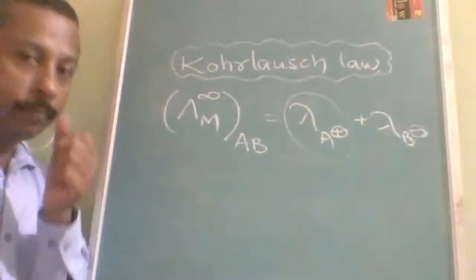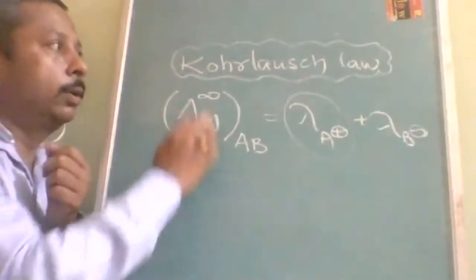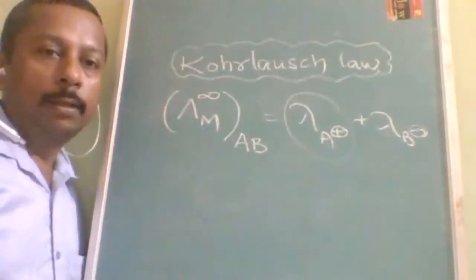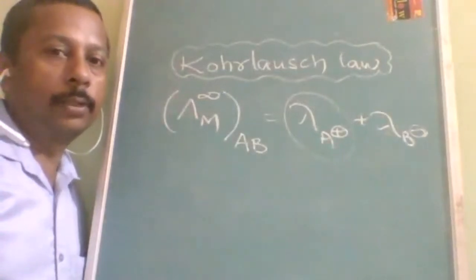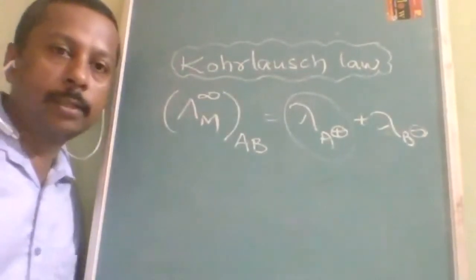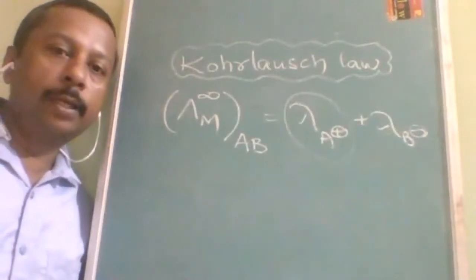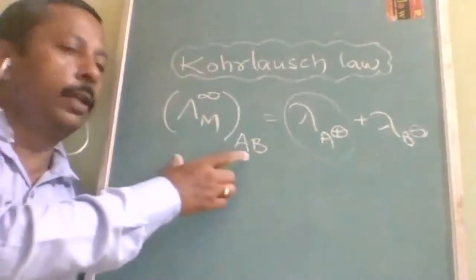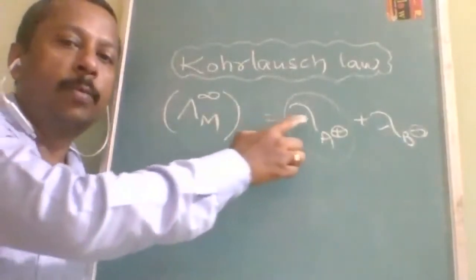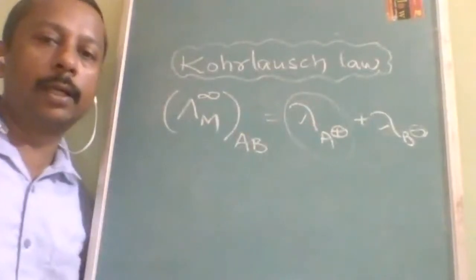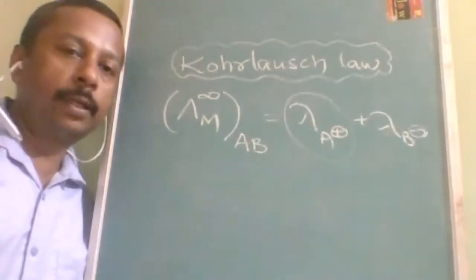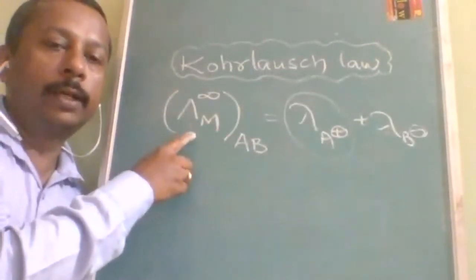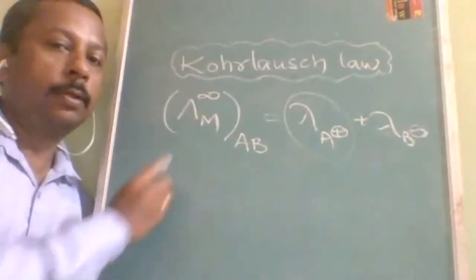Now you may think, how is it possible by this law to find out the molar conductivity of a weak electrolyte at infinite dilution? That is the application. Kohlrausch's law is one thing and its application is different. Is it understood? Molar conductivity of an electrolyte is equal to the sum of the ionic conductivities. Ionic conductivities are shown by lambda and molar conductivities are shown by lambda m.